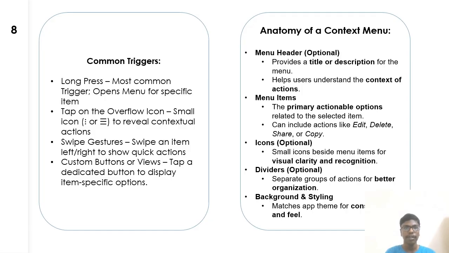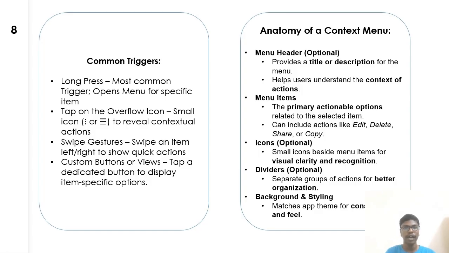Another trigger is tapping the overflow icon. You have seen these small three dot or hamburger icons that reveal contextual actions when tapped. We also have swipe gestures. Swiping an item left or right can reveal quick actions. Think of email apps where you swipe to delete or archive. Finally, custom buttons or views. Developers can create dedicated buttons that display item-specific options when tapped.